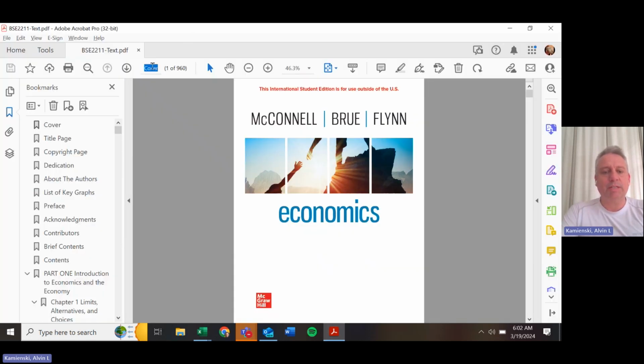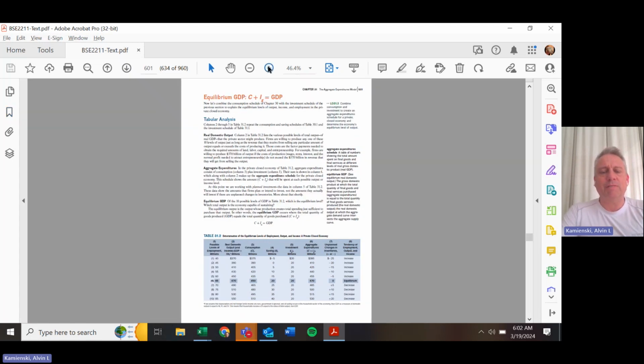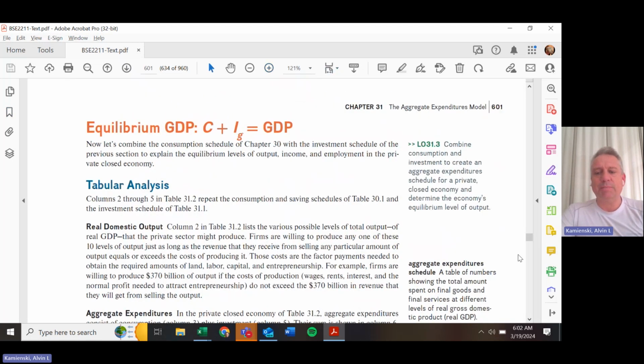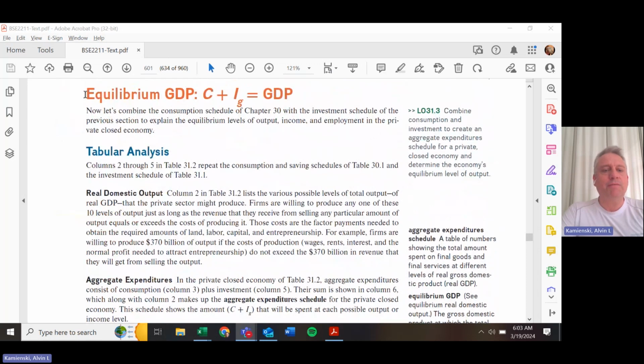So page 601 in the textbook is going to give us a particular table that helps us understand a little bit more about the construction of aggregate expenditures. And aggregate expenditures is going to look very similar to GDP, and that's on purpose. So starting off at 601, what I want you to focus in on is first this construct that we're looking for, this mythical idea of equilibrium.